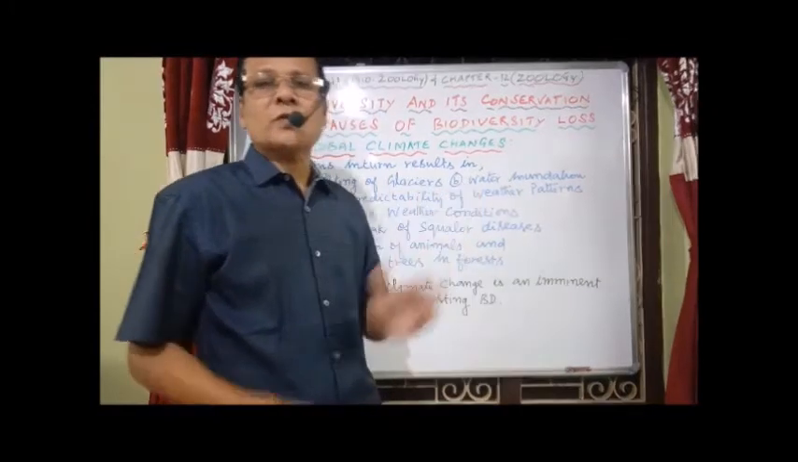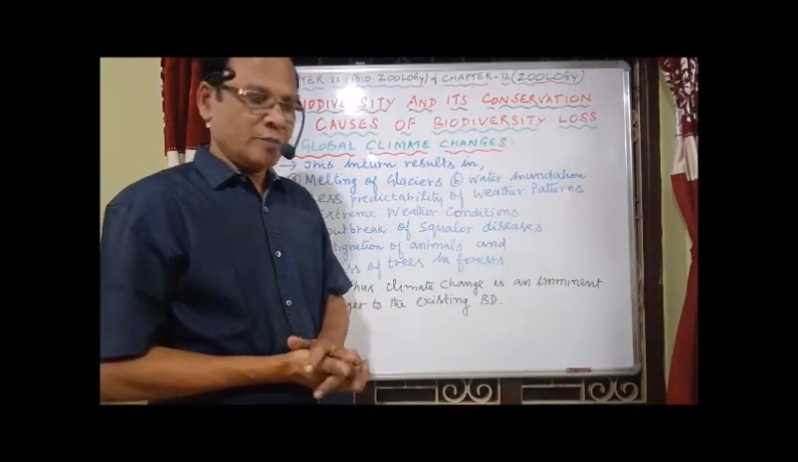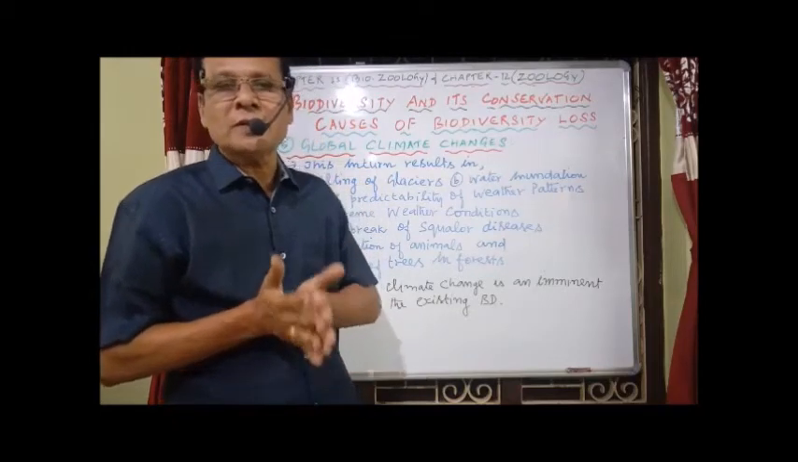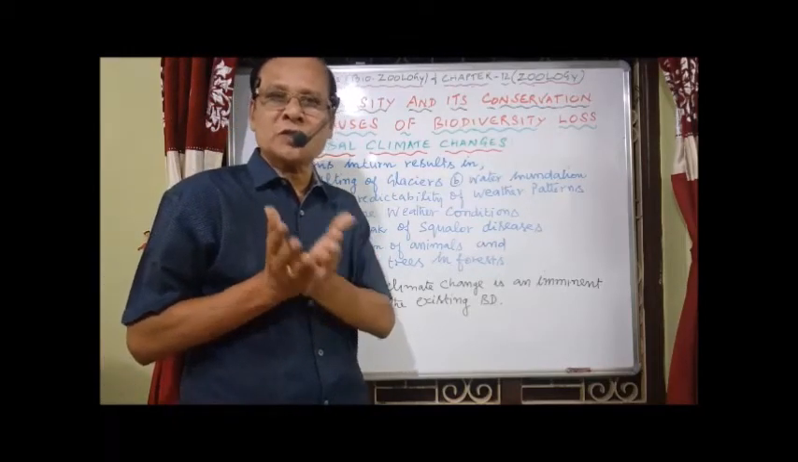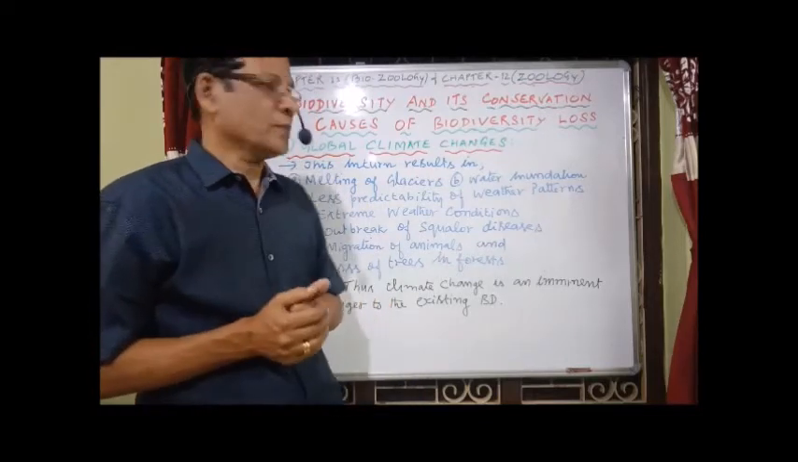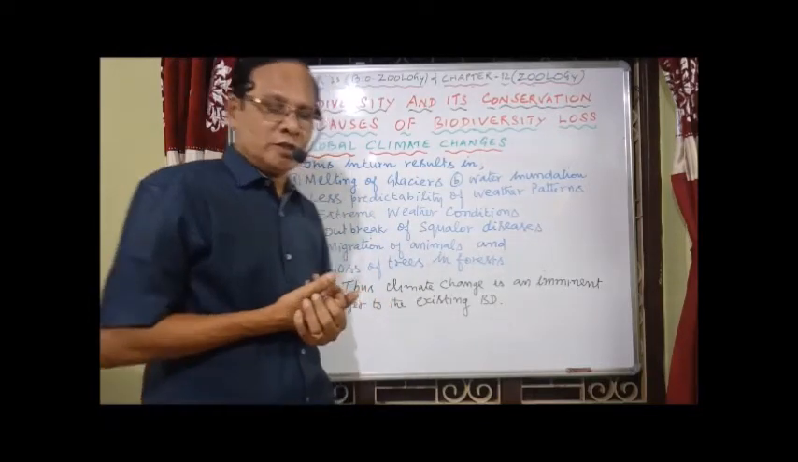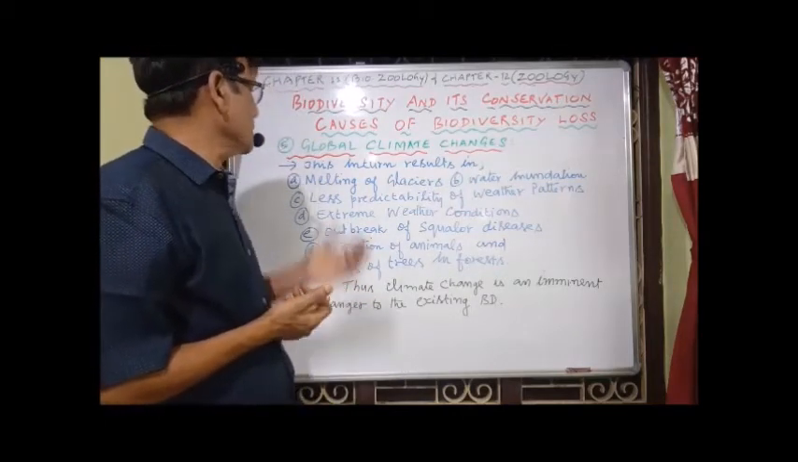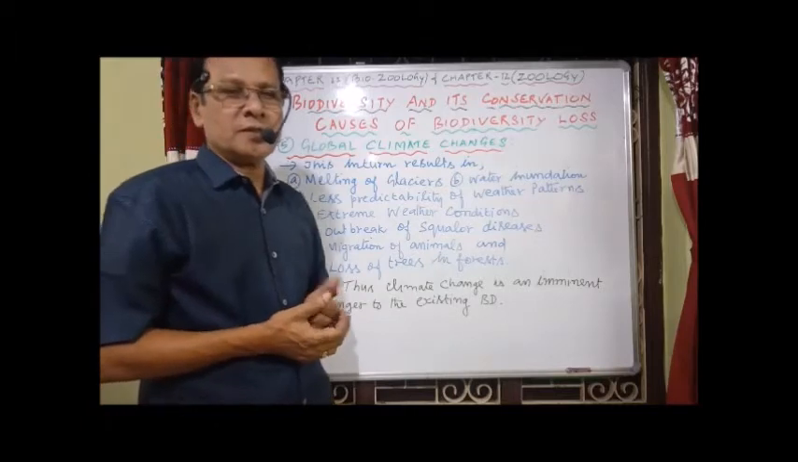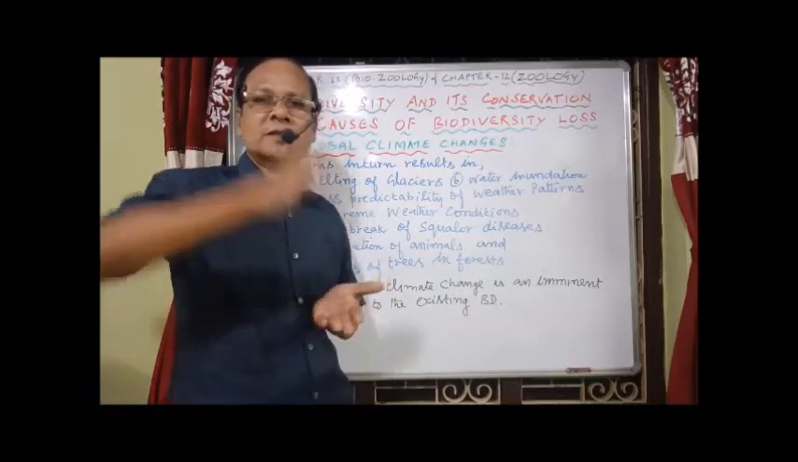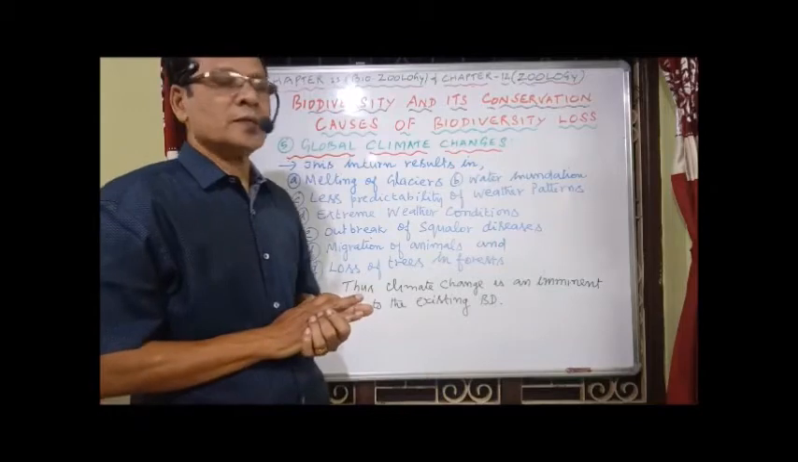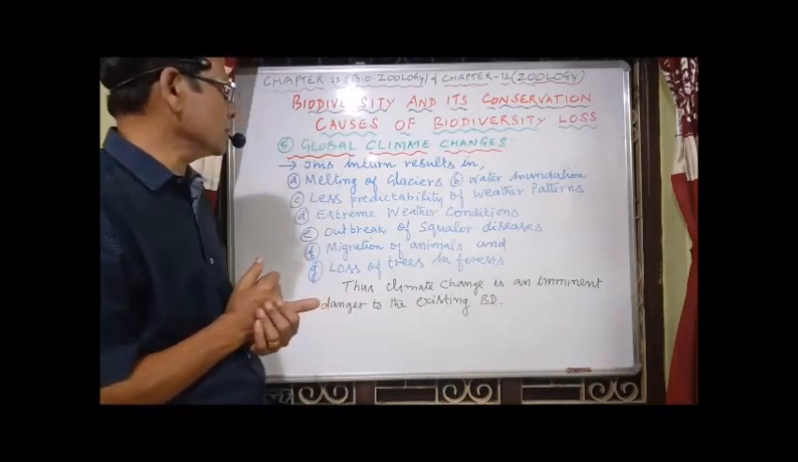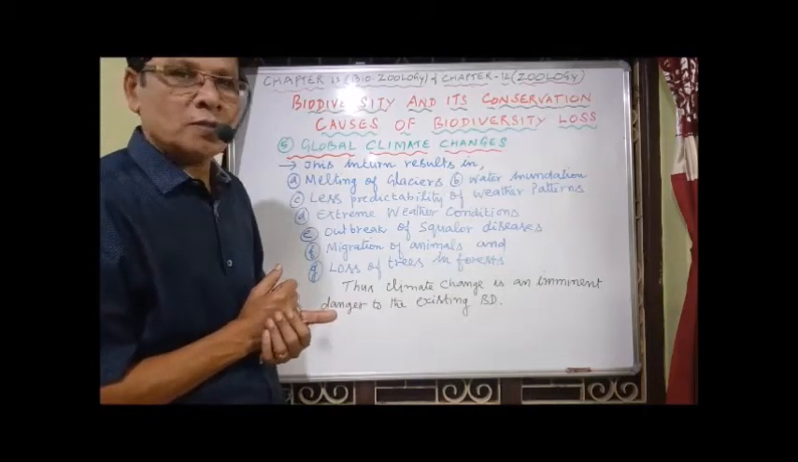Now, what are the effects of global climatic changes? I mentioned already the increase in carbon dioxide, which results in an increase in sea level, and changes in precipitation patterns. As a result of these climate changes, we have the following effects. Number one, melting of glaciers, the main reason for the increasing sea level. Number two, water inundation, which is nothing but a flood. Inundation means flood.